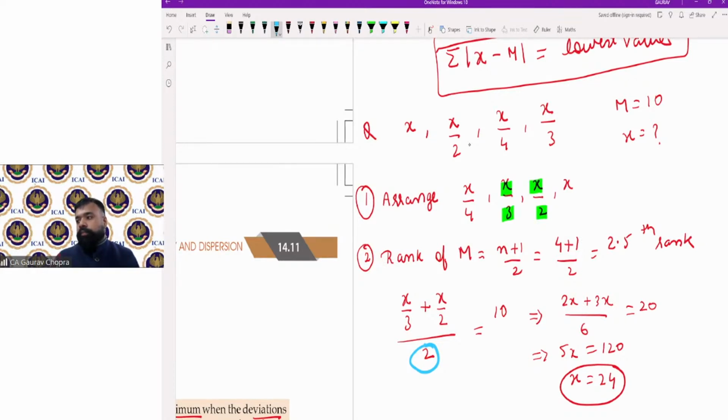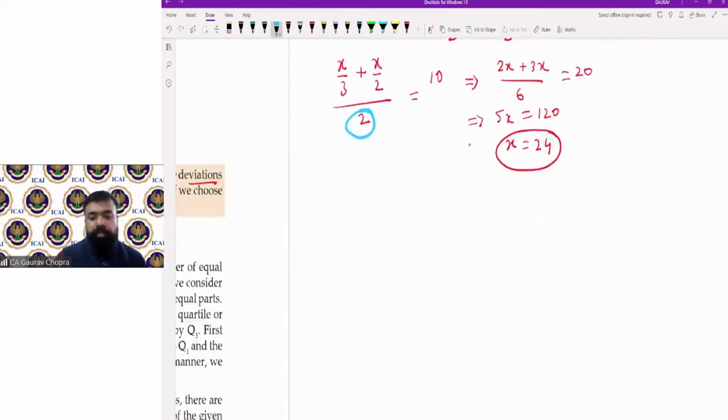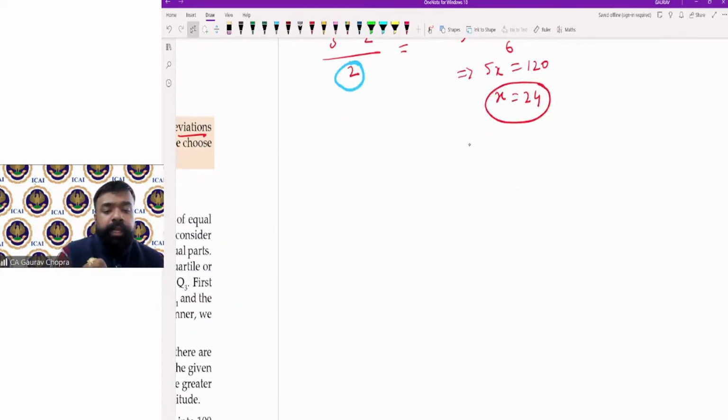Yes, everyone has given the answer now. 24. Then after median, the next point is quartiles.